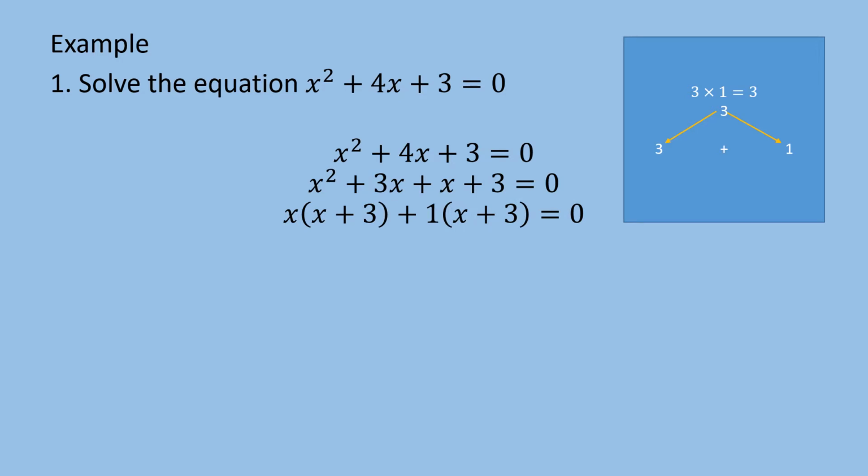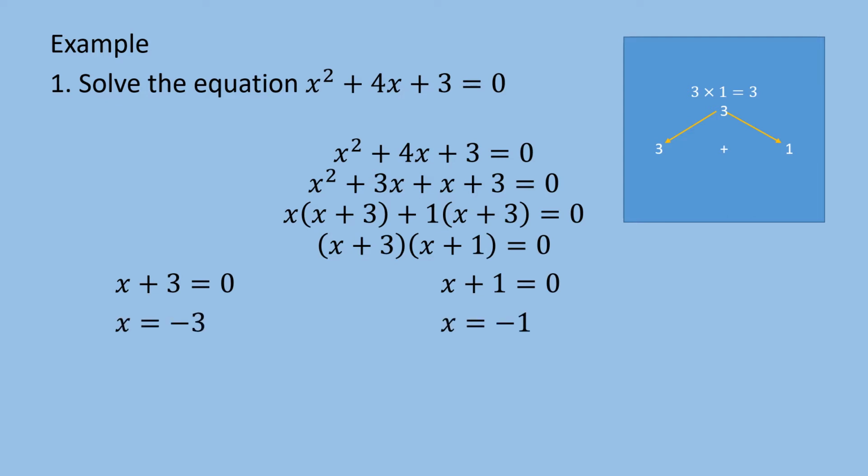We can take x out from the first two terms. So x plus 3. Then we can take 1 from the last two terms. So then x plus 3. So you can write the factorizing like x plus 3, x plus 1 equals 0. If x plus 1, x plus 3 equals 0, then one of the brackets must be equal to 0 as it is a multiplication. So x plus 3 equals 0 or x plus 1 equals 0. We can get the solutions x equals minus 3 or x equals minus 1.